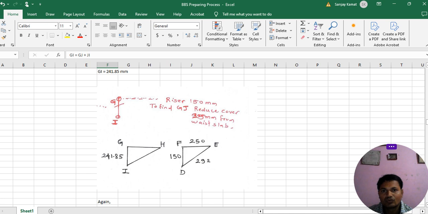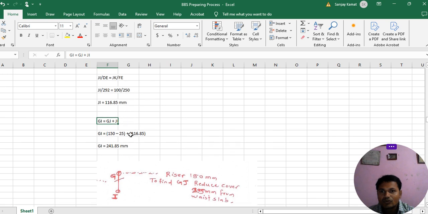Okay, so coming to this figure. In this figure, same figure, but we have turned it anticlockwise. Okay, so this is GHI. Now this is EFD, the EF. See, the riser we already have is 150 mm. And to find the GJ, to find the GJ, we reduce the clear cover 25 mm from the waist slab.